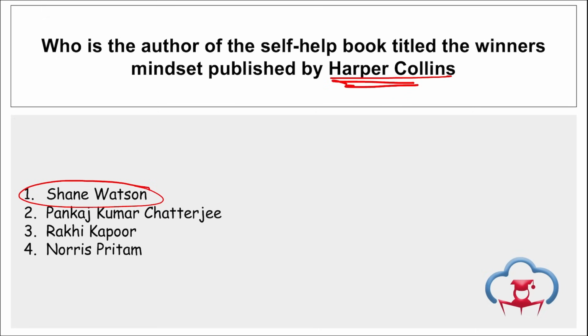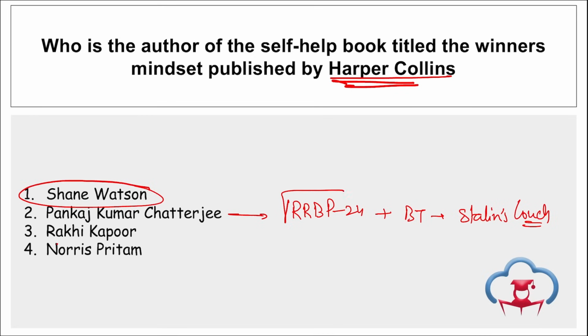Apart from this, if we talk about Shane Watson, he has scored more than 10,950 runs and he took 291 wickets for Australia across all the formats between 2002 to 2016, and he retired from all the forms of cricket in 2020. Right? Then remember, if we talk about Pankaj Kumar Chatterjee, Roman Roland Book Prize 2024, Roman Roland Book Prize for 2024, and Bengali translation of Stalin's Couch. Right? It was done by Pankaj Kumar Chatterjee and he has won the Roman Roland Book Prize 2024.